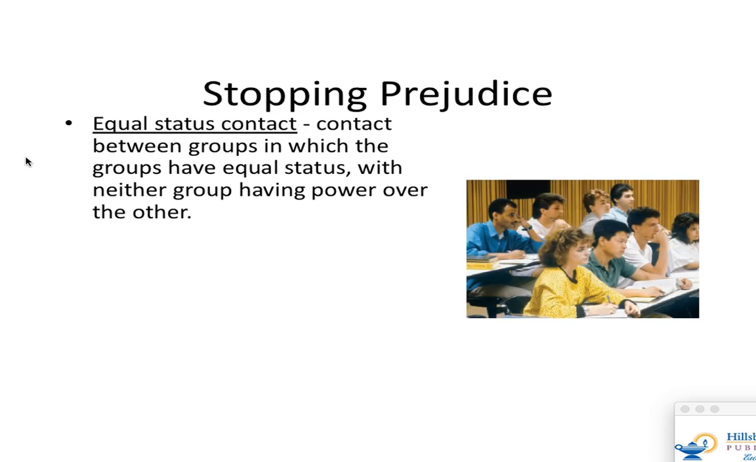So equal status contact is when contact between groups in which the groups have equal status, with neither group having power over another. So say, for instance, you are a lawyer and you are racist against Indian people. Sure. So if you are a corporate lawyer, I would arrange a meeting for you to meet with an Indian corporate lawyer. The two of you would sit down and have a conversation. That way, you both are at equal status.